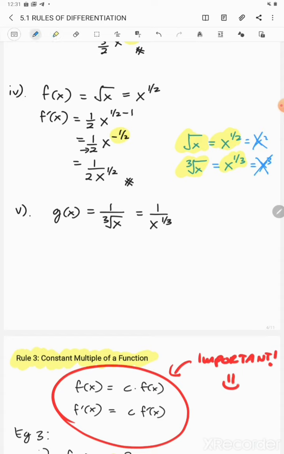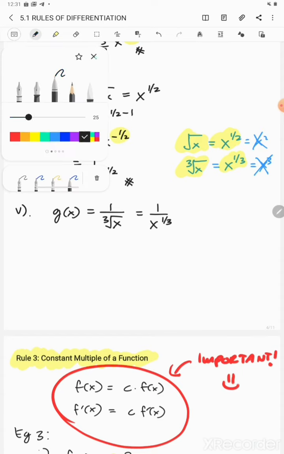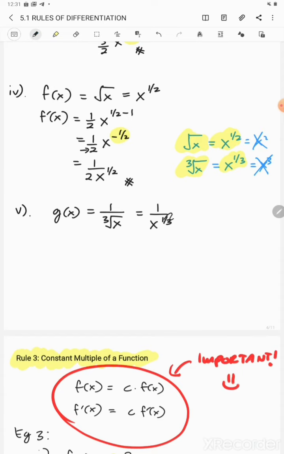Alright. Now we go back to the question. To solve this, we cannot solve it when x is at the bottom, so you have to bring it up. So it will become x power of negative 1 over 3. Then we differentiate this one. When differentiating, g prime x equal to, bring the power to the front of x, negative 1 over 3, x to the power of negative 1 over 3 minus 1.